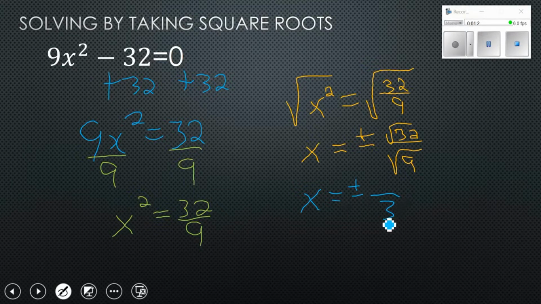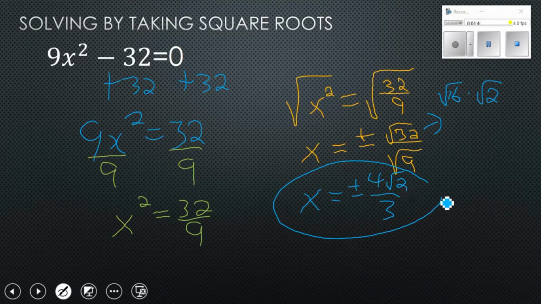So we got x equals plus or minus 3 down here. And then we've got the 32. Now remember, the 32 breaks up as the square root of 16 times the square root of 2. And of course, our square root of 16 is going to be 4. And we still have a square root of 2 left there. And at this stage, we're done. X equals plus or minus 4 square roots of 2 over 3.